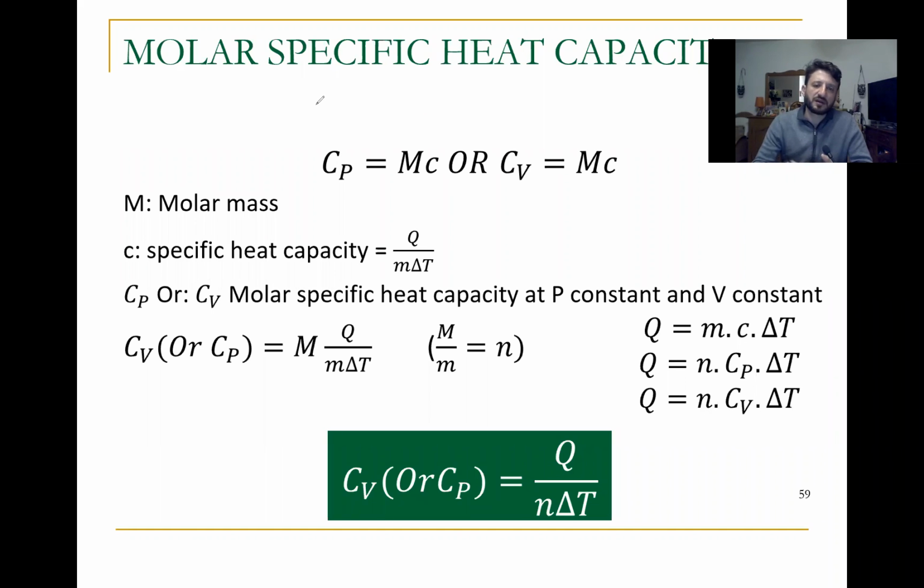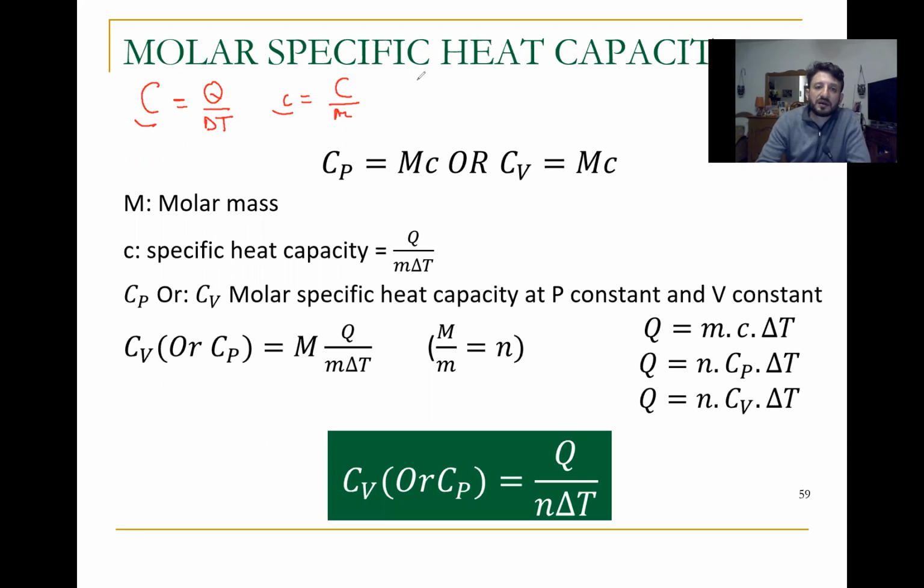Before starting with the processes of thermodynamics, let me define one parameter. We talked about the heat capacity, C equals Q divided by delta T. We talked about the specific heat, small c, equals capital C divided by M. This one is heat capacity and this one is specific heat.